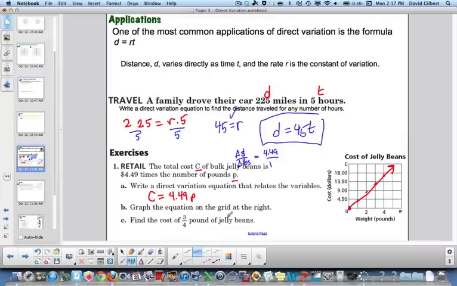To find the cost of 3/4 of a pound, you would just do the cost equals 4.49 times 3/4. So that equals 3.367, so it's dollars and cents. We're going to round to the nearest hundredth, so that's $3.37.